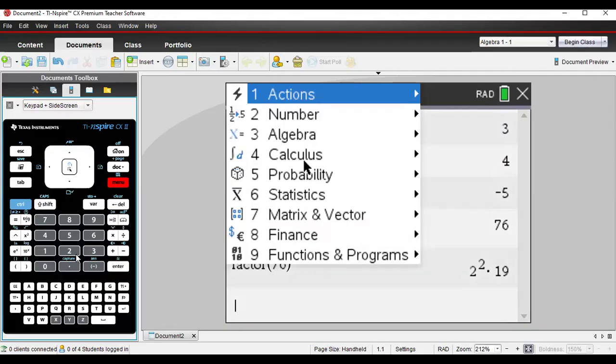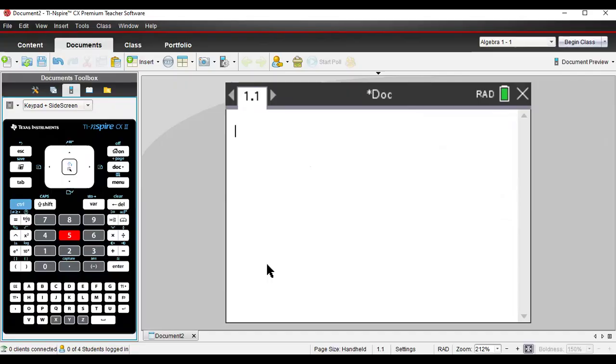Let's get rid of all of this. So we're going to do menu 15, and we're going to start fresh. So we're going to store the numbers. Remember, the A value was 2, so we're going to go 2, control variable, and store that into A. Then we're going to do a negative 9 and store that into B. And then a positive 2, and we're going to store that into C. Press enter.